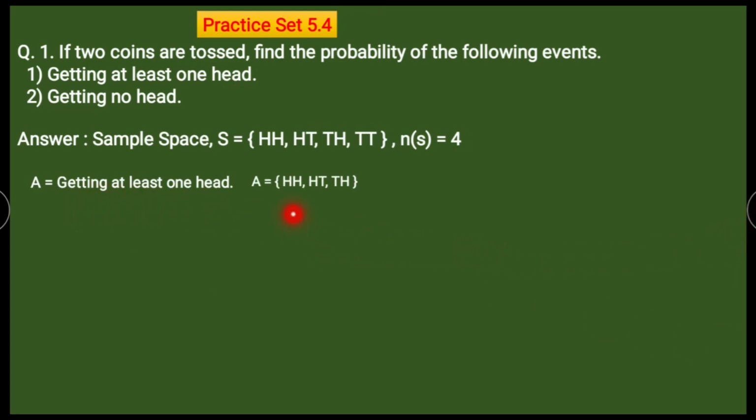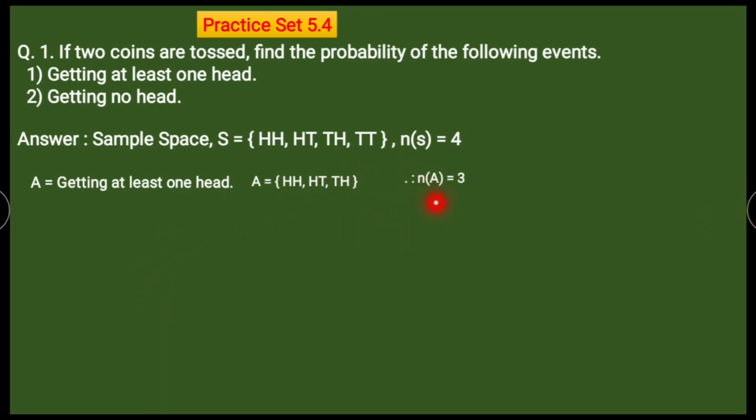So A contains, first we write the sample points which contain one head. So HT, TH contain one head, and here the condition is at least. So at least one head in the second and third elements. There may be more than one head, so we write here two heads, that is HH. So n(A) equals 3.